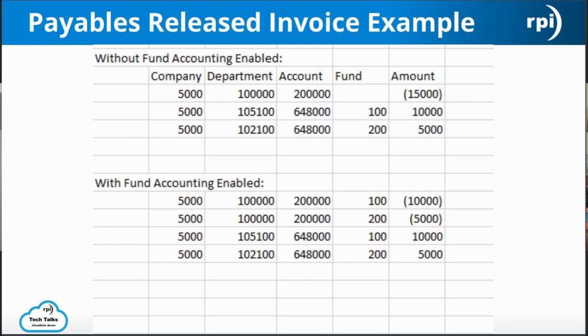The next screen, I believe, is just an illustration of a payables released invoice example. Without fund accounting enabled, our entry in payables would look like the first entry, where our payables would just all go into one place. It's not tracked by fund. You can see our expenses were going to fund 100 and 200, but our payables still resided all in one place. With fund accounting enabled, we now get to split that out by fund, and that way we can track that fund in a much better way and know what payables are related to which fund.